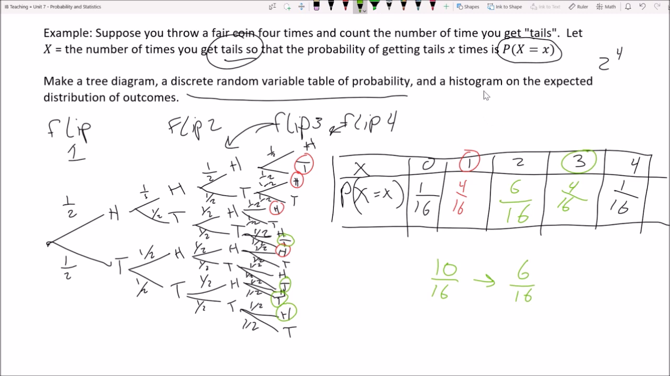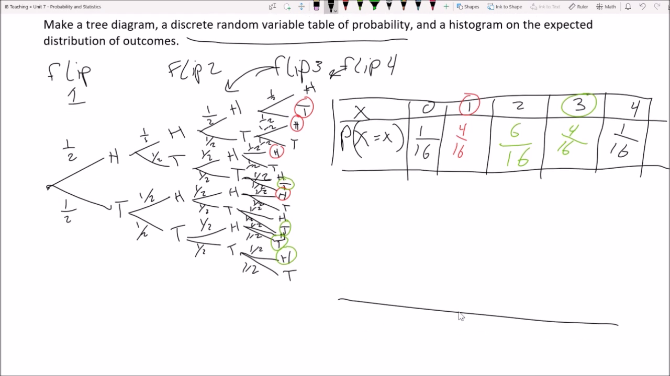And then we'll look at a histogram on the expected distributions. So all that is we're going to take this same table and we're going to make a histogram out of it. So there along the bottom, I better scroll down a little bit. We're going to have the outcomes, and the outcomes are 0 tails, 1 tails, 2 tails, 3 tails, and 4. Vertically, we're going to have our probability, and that's going to go up as high as, in this case, we're just going to go 1, 2, 3, 4, 5, and 6. And that 6 represents 6/16.